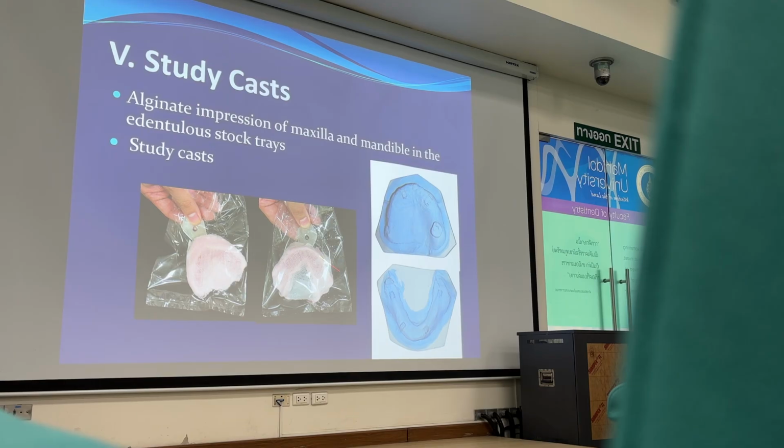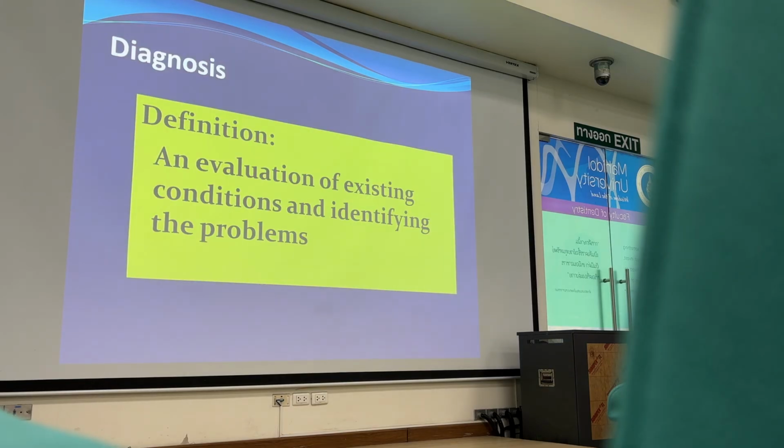Study cast. Alginate impression is the primary impression for the maxilla and mandible in the stock tray. The stock tray is different from the tray that you make for the patient. When we make the primary impression, we use the stock tray first. When you take the impression, you get the study cast and you can plan for the individual tray for the next step.